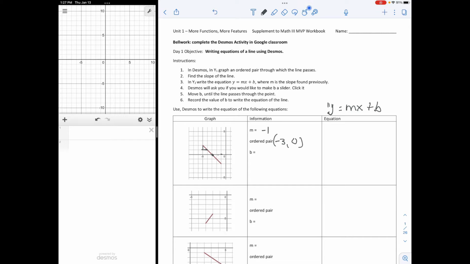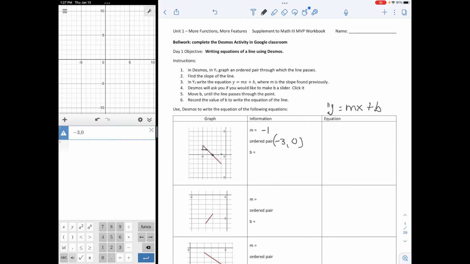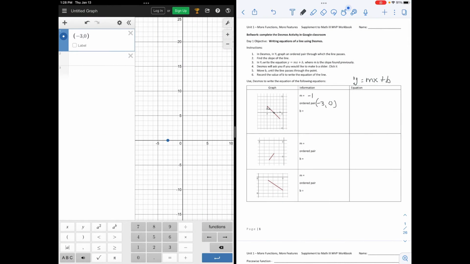According to our notes, the first thing I want to do is graph the ordered pair. So the ordered pair is (-3, 0). I need to put that in parentheses. Okay, notice it put my little ordered pair. I'm going to make the screen bigger so you can see. It marked that point.